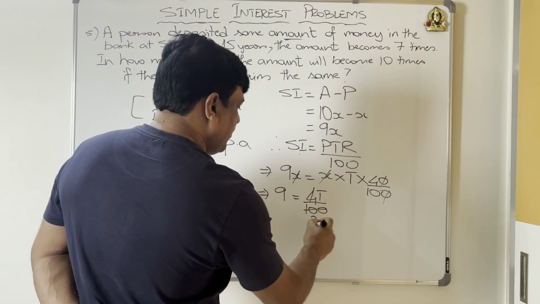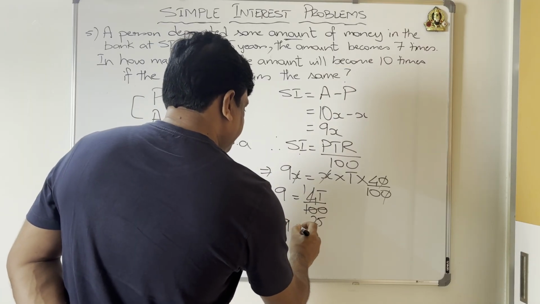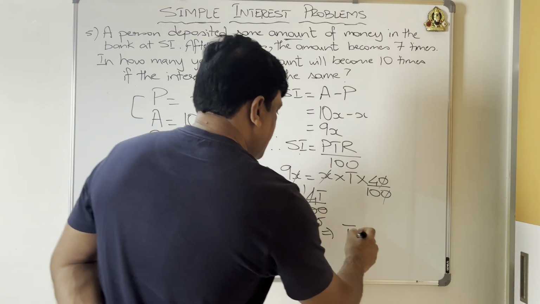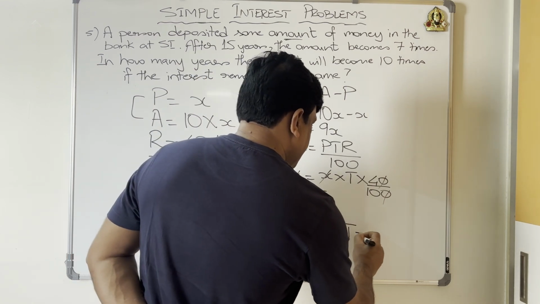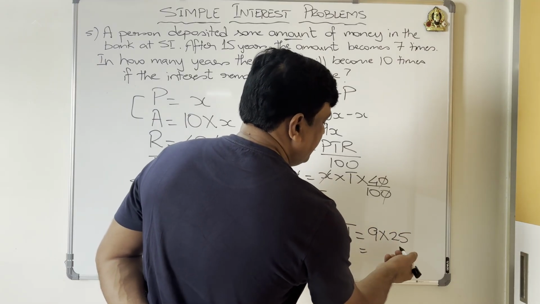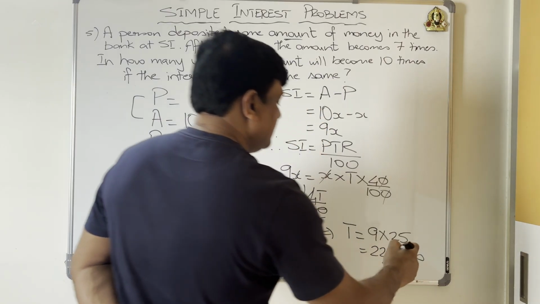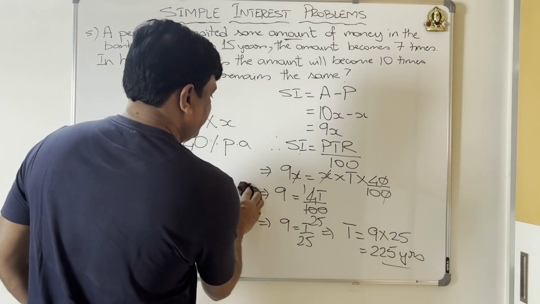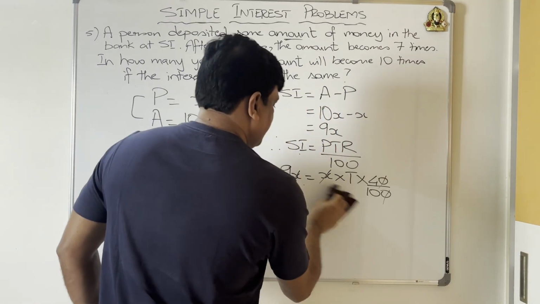So can I do this? 4 by 25, 1. So you are left with 9 is equal to t by 25. So what is your time? Time will become t is equal to 9 times 25, which is 225 years. Did I do something wrong? Yes, I did something wrong over here. That's why it went to so much. I'm sorry about that. So let's go back.